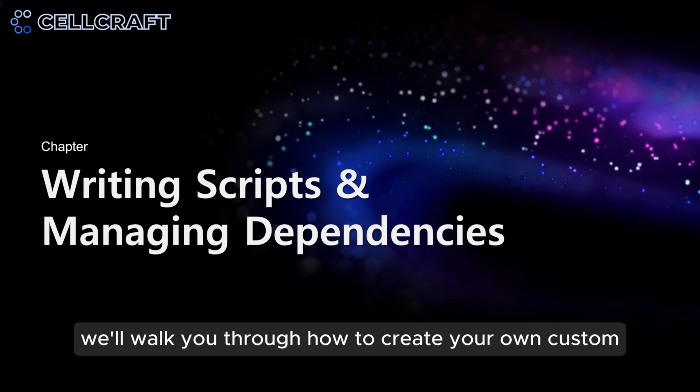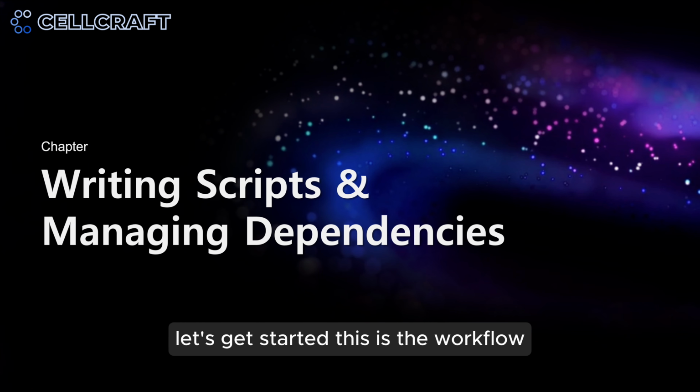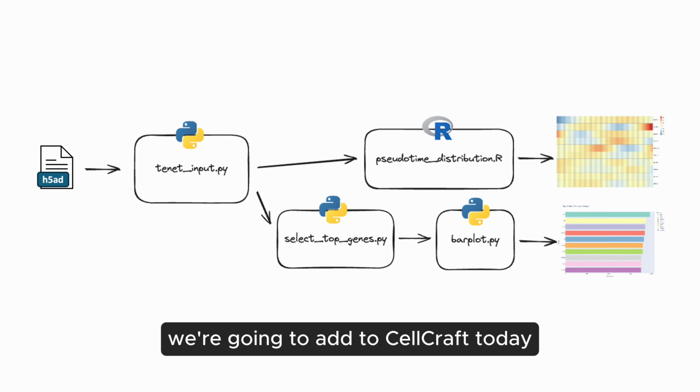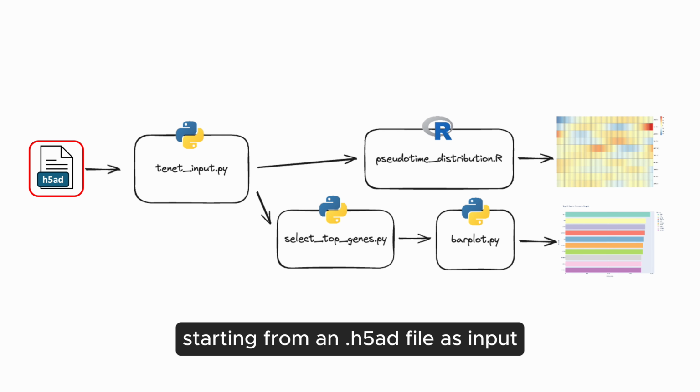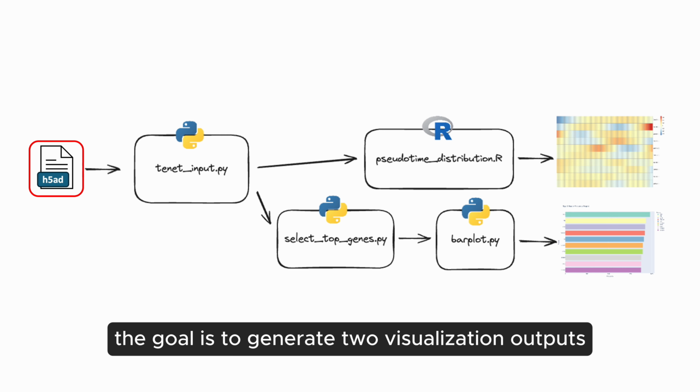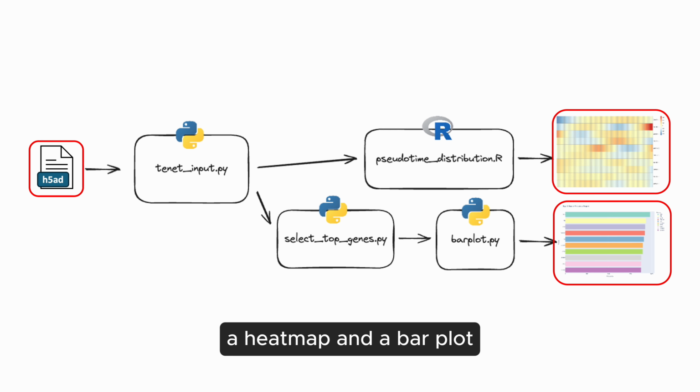In this video, we'll walk you through how to create your own custom plugin in CellCraft. Let's get started. This is the workflow we're going to add to CellCraft today as a plugin. It's composed of a few simple scripts, starting from an H5AD file as input. The goal is to generate two visualization outputs, a heat map and a bar plot.